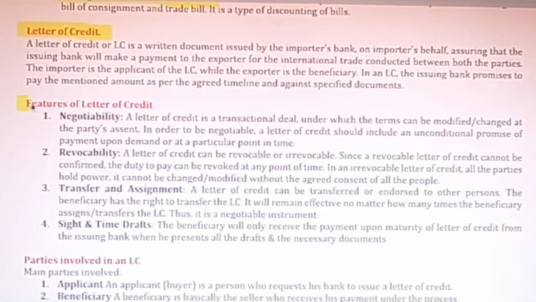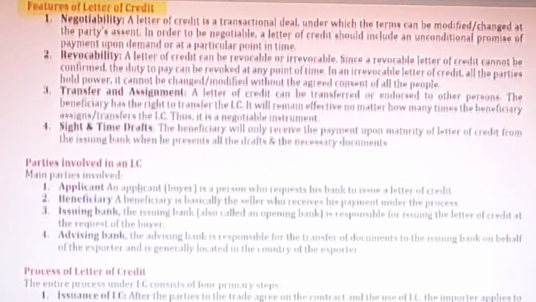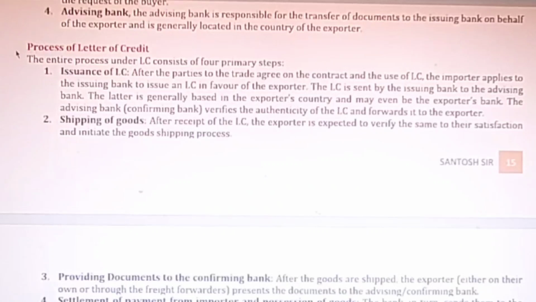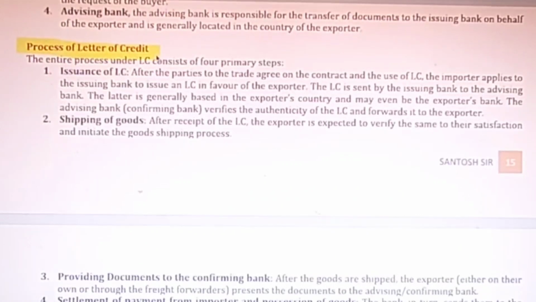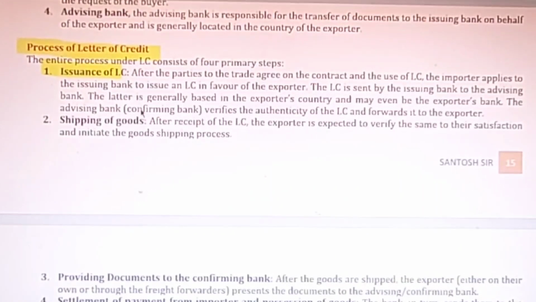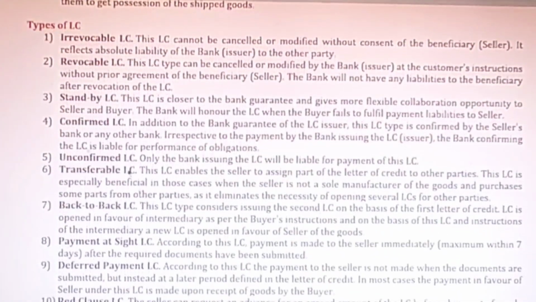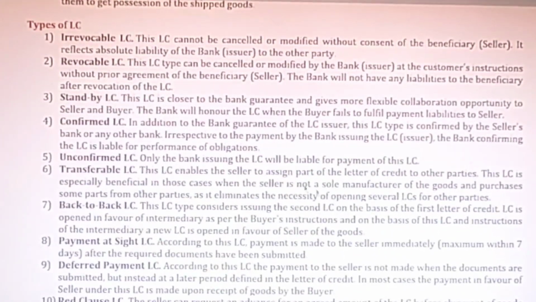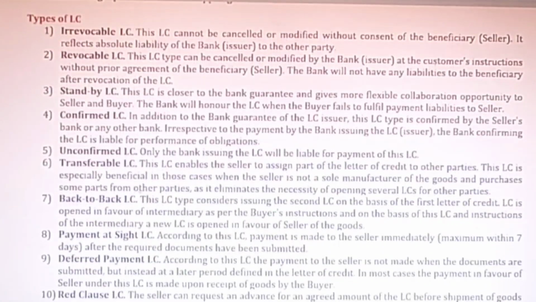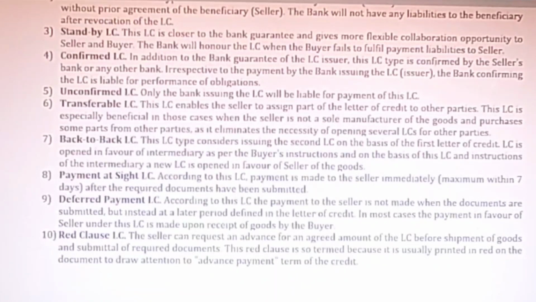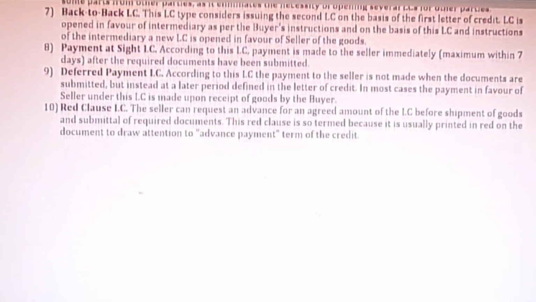So you must read about all the features of LOC and what are the parties involved in this LC or LOC. Then the process of letter of credit: what is its process, how it is issued, to whom it is issued, on what conditions and criteria it is issued. So, a very important one. There are different types of LOC also. As many as you know, there are 10 types of LOC in international trade. So just go through this, right?